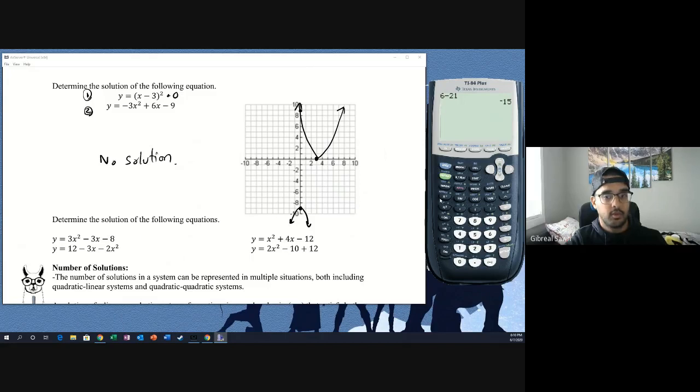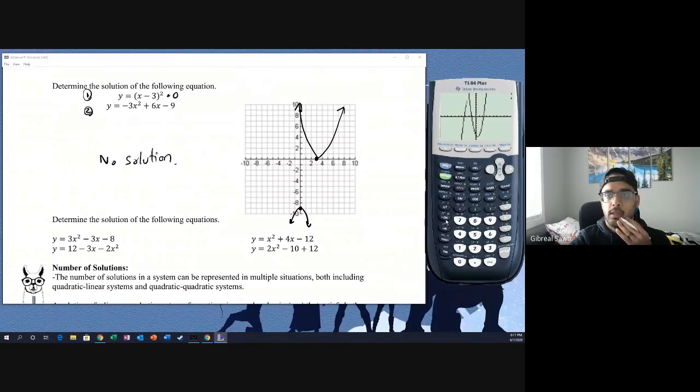For the other two, we're going to try doing them graphically as well. So let's clear out everything that was in there and enter them in exactly how you see them. You don't really have to rearrange them. As long as they're in that y equals format, we're good. So 3x squared minus 3x minus 8 is the first one, and then 12 minus 3x minus 2x squared. And we'll hit graph.